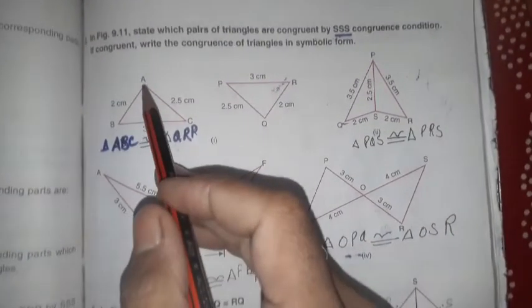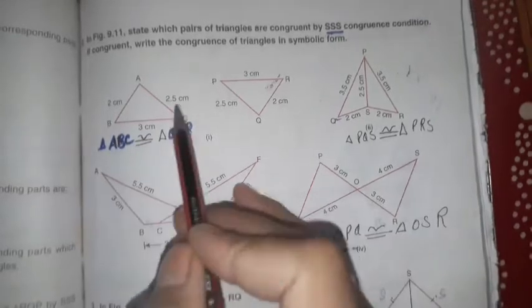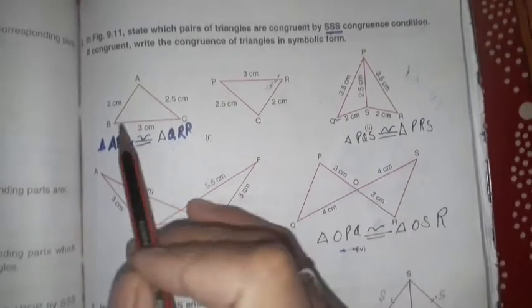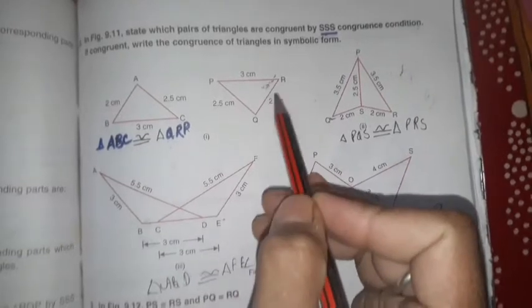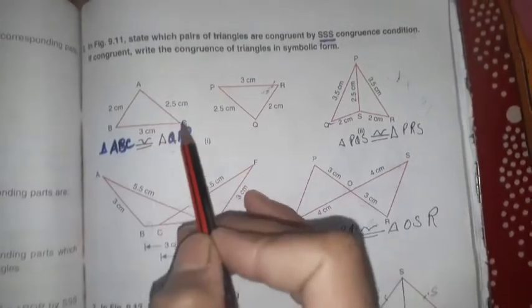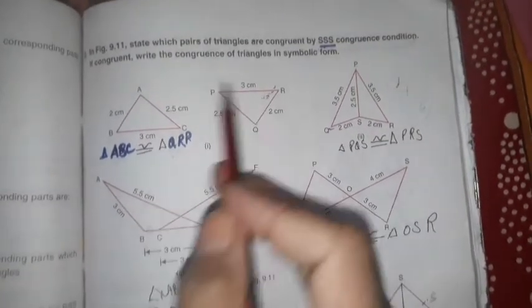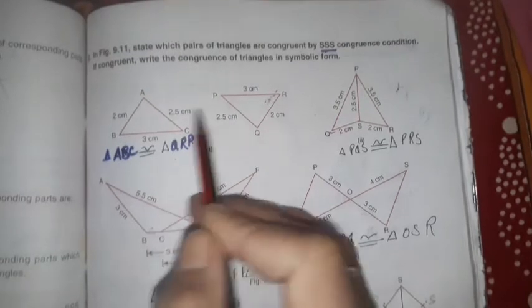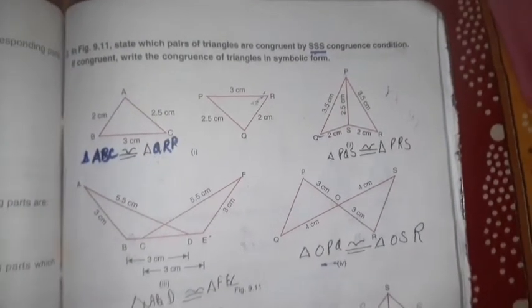Firstly we are looking at these two triangles in the first figure. There are two triangles ABC and PQR. Given: AB is 2 centimeter, QR is 2 centimeter, BC 3 centimeter, PR is 3 centimeter, AC is 2.5 centimeter, and it is also 2.5, means all sides are equal. Therefore these two triangles are congruent by SSS rule, all three sides are equal.